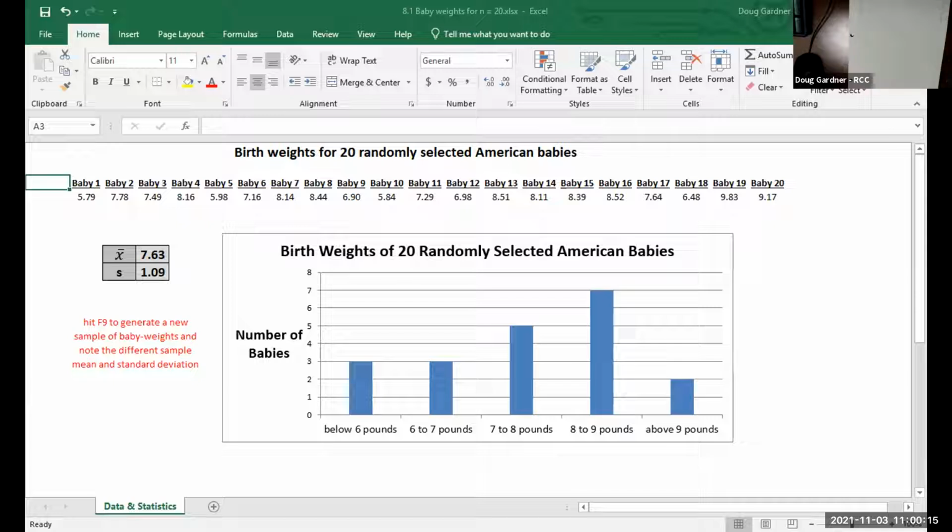And so what we're saying is, this is not the actual average. This is not the population mean for the weight of all American babies. Notice there's no distinction here between boys and girls. That is not the average, but that's a sample of 20. 20 is not a very big sample size.